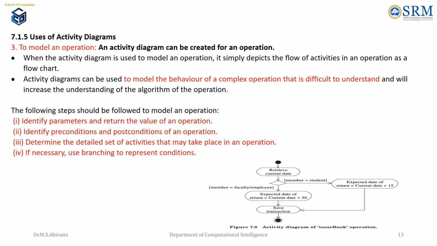This is represented in figure 7.8, that is the activity diagram for the issue book operation. Here we are retrieving the current date. If the member is a student, the expected date of return is the current date plus 15 days. And if the member is a faculty or an employee, the expected date of return is the current date plus 30. Then we can save the transaction. So for a particular operation, the activity diagram is depicted in figure 7.8.